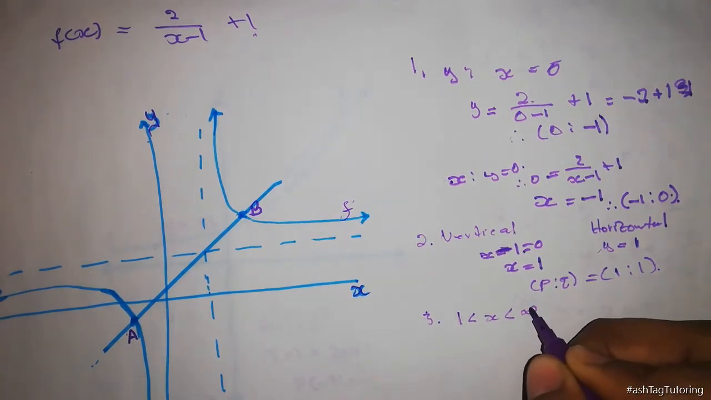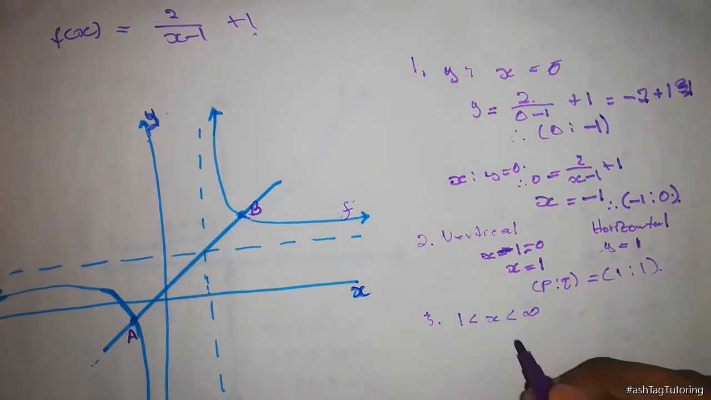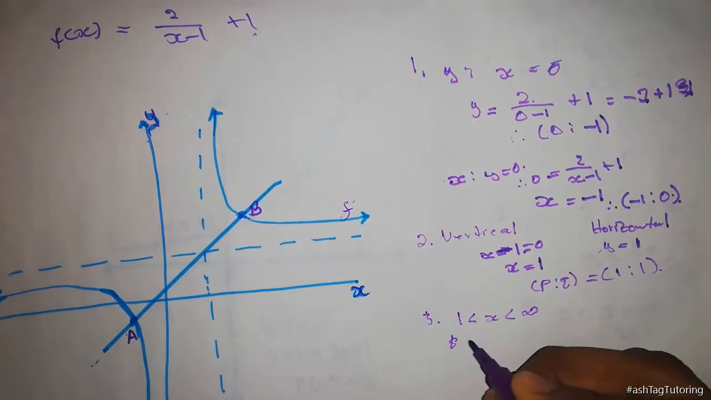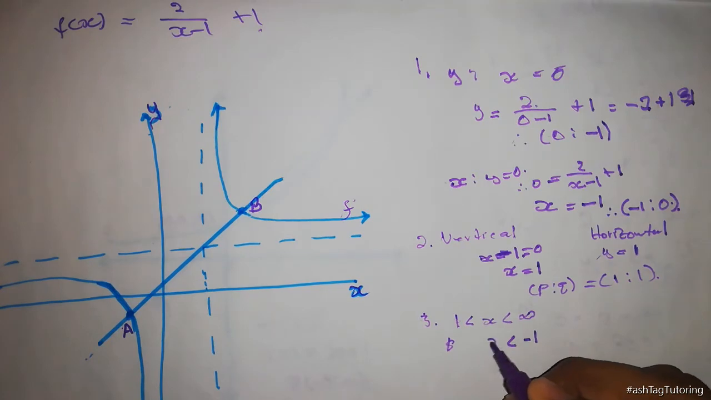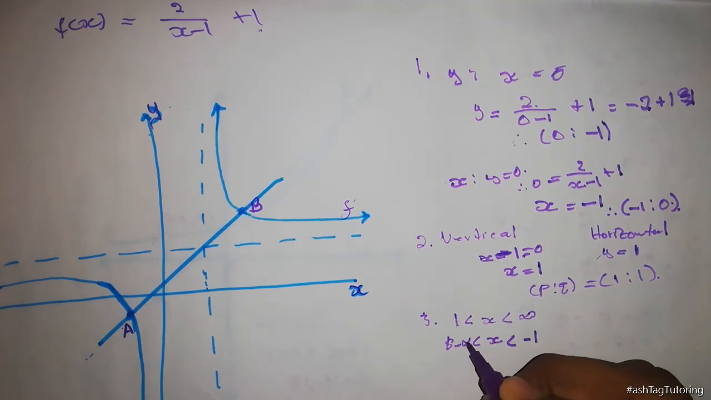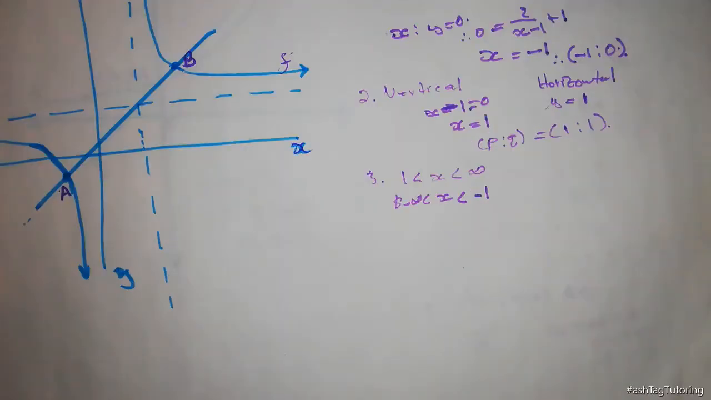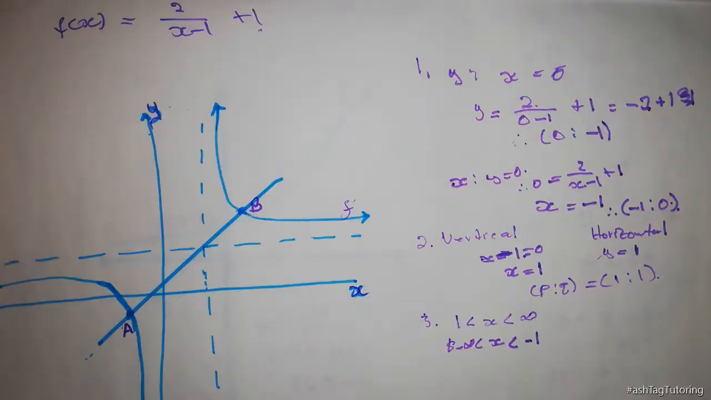So moving on to question number 3, you are required to determine the range. So of f, you can see that it goes from 1 to infinity and -1 to -infinity.